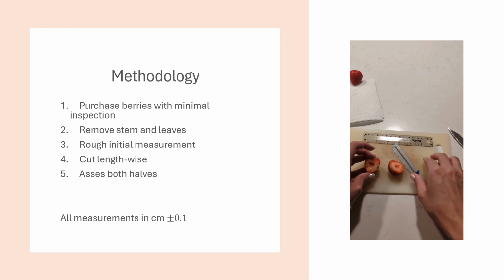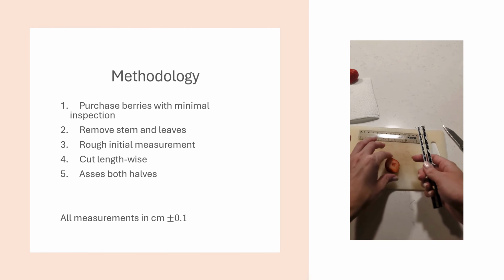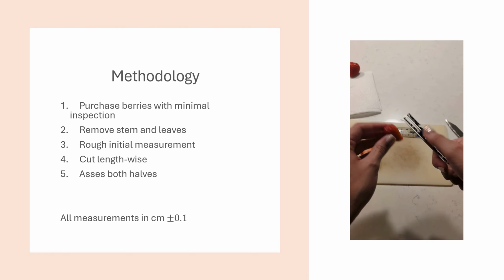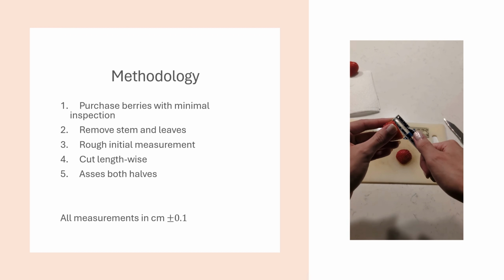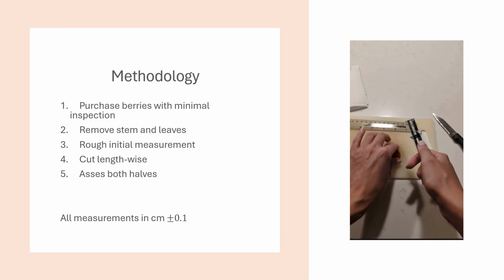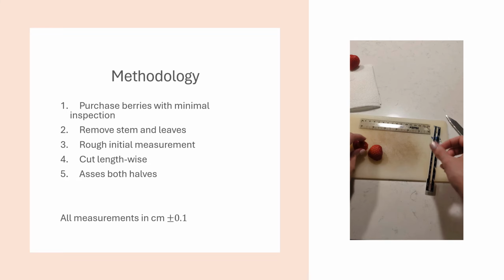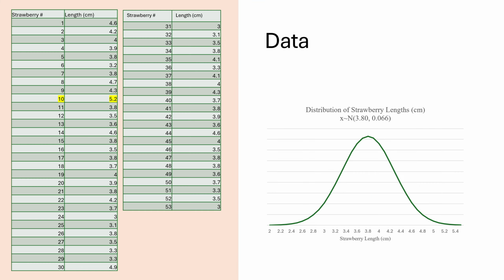Then I obtained a rough measurement of the whole berry using a ruler and a straight edge. I then cut the strawberry in half lengthwise, doing my best to do so straight down the longest point. This allowed me to get a more accurate measurement of both halves, of which I kept the longest. I compared the longer measurement to the rough measurement to ensure they were not grossly inaccurate. All measurements were done in centimeters to the nearest tenth.